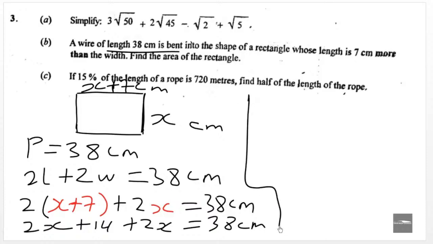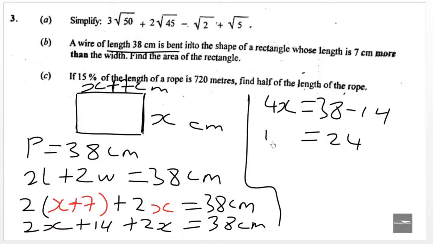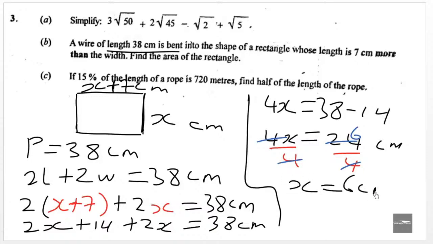So 2x plus 2x will give us 4x. Then we will get 38 minus 14 when we group like terms. And 38 minus 14 will give us 24. So 4x is equal to 24 centimeters. Dividing both sides by 4, we see that 4 goes into 4 once, 4 goes into 24 6 times. Therefore, we have x to be equal to 6 centimeters.